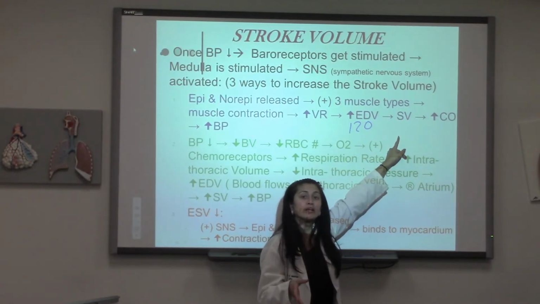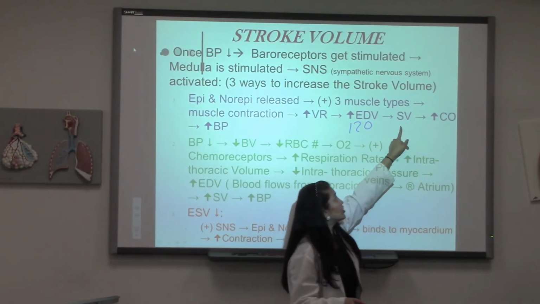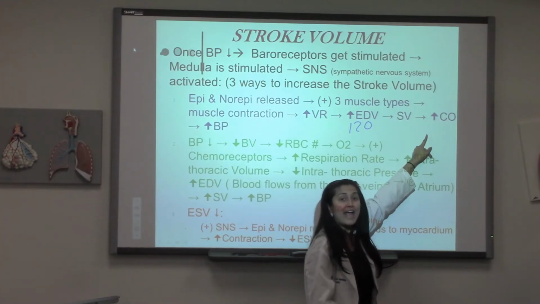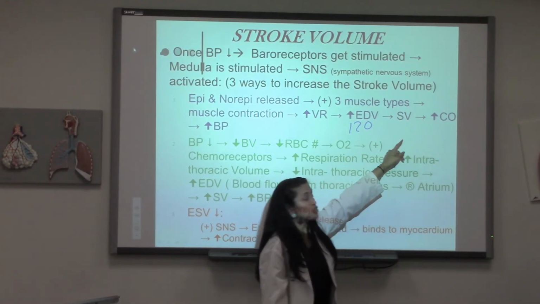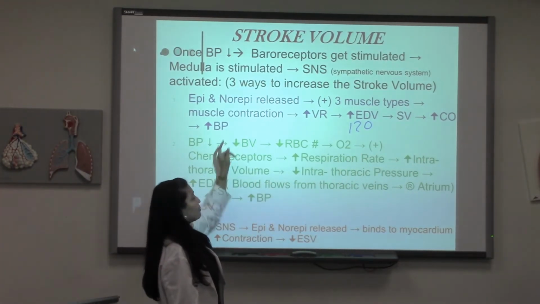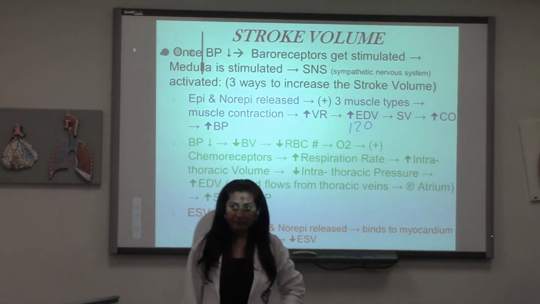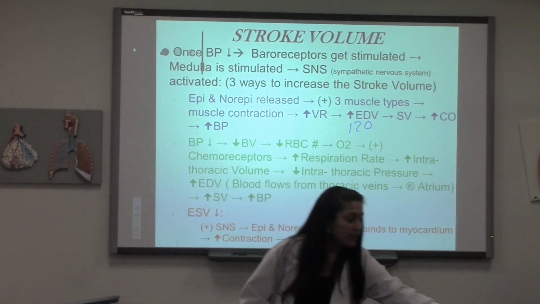So you're ejecting more blood out from the heart. Because your stroke volume increases, your cardiac output increases. Because your cardiac output increased, your blood pressure increased. Okay?